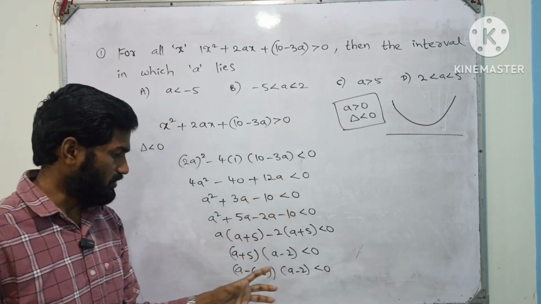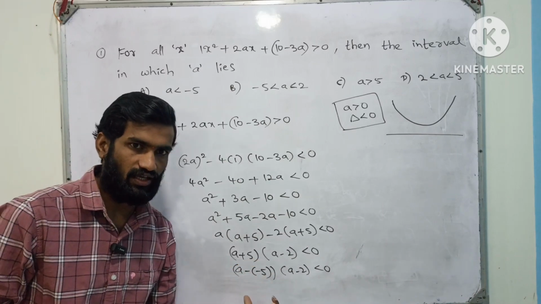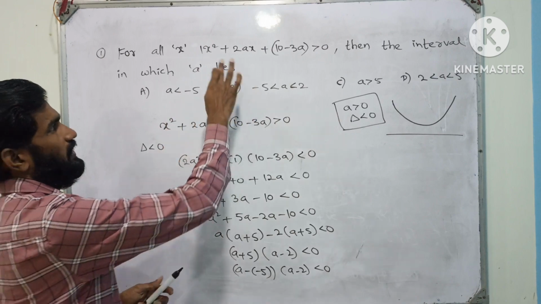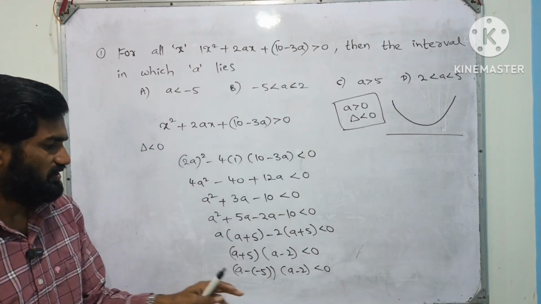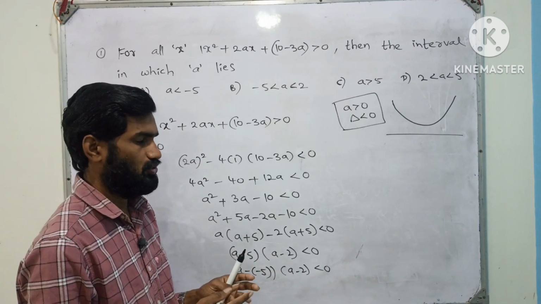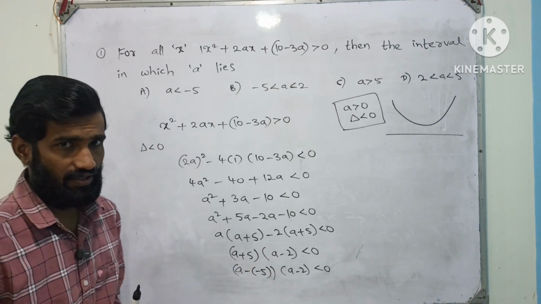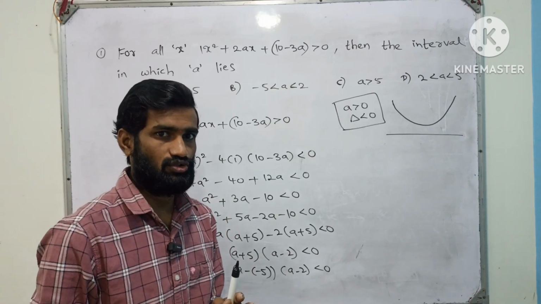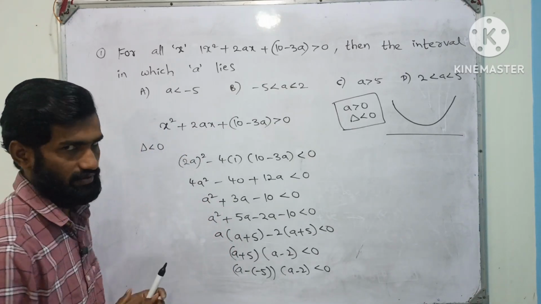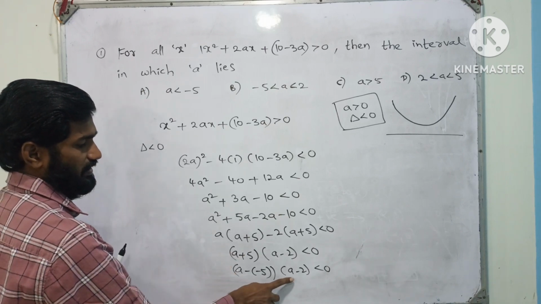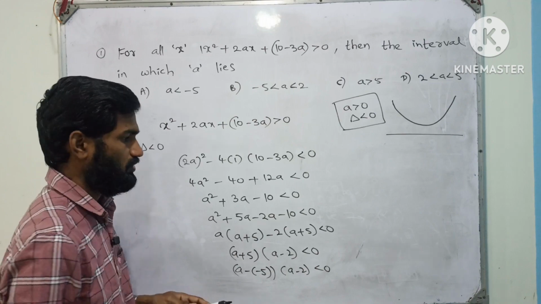Now what are the values of a? In which interval does a lie to get this value less than 0? If you know the direct formula, then you can write the solution. If you don't know, use the wavy curve method, and I will upload videos on the wavy curve method also. Just watch those videos and you will get there.